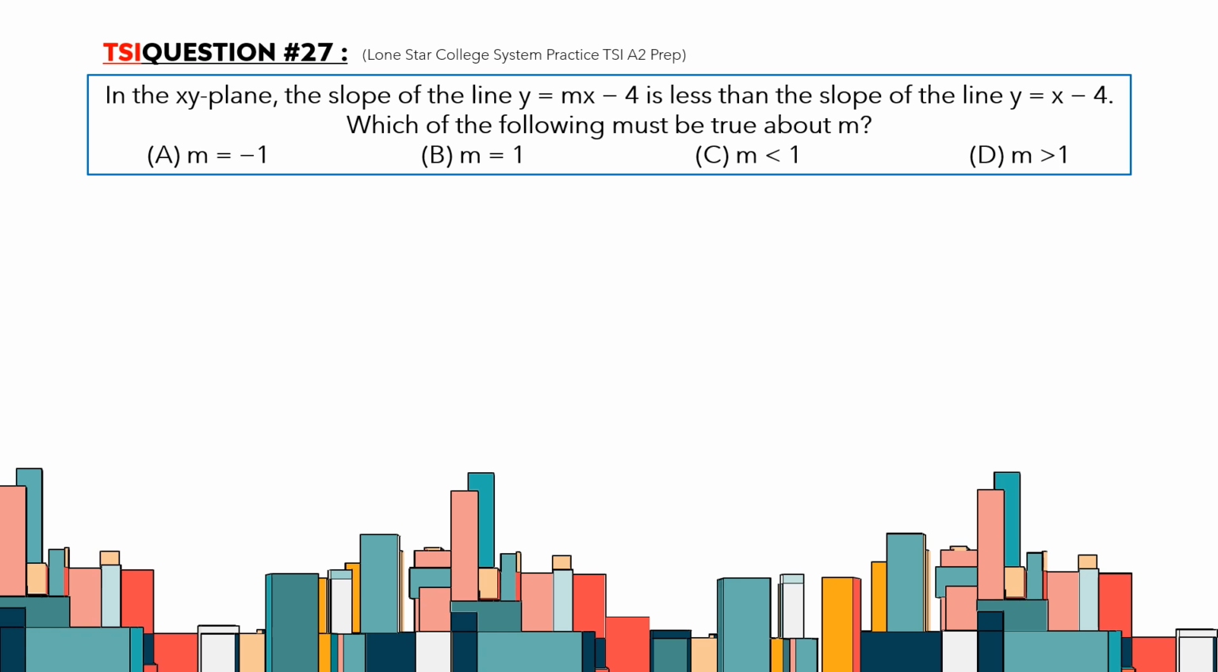As we know, linear equations look like y equal mx plus b, where m is the slope of the line and b is the y-intercept value.